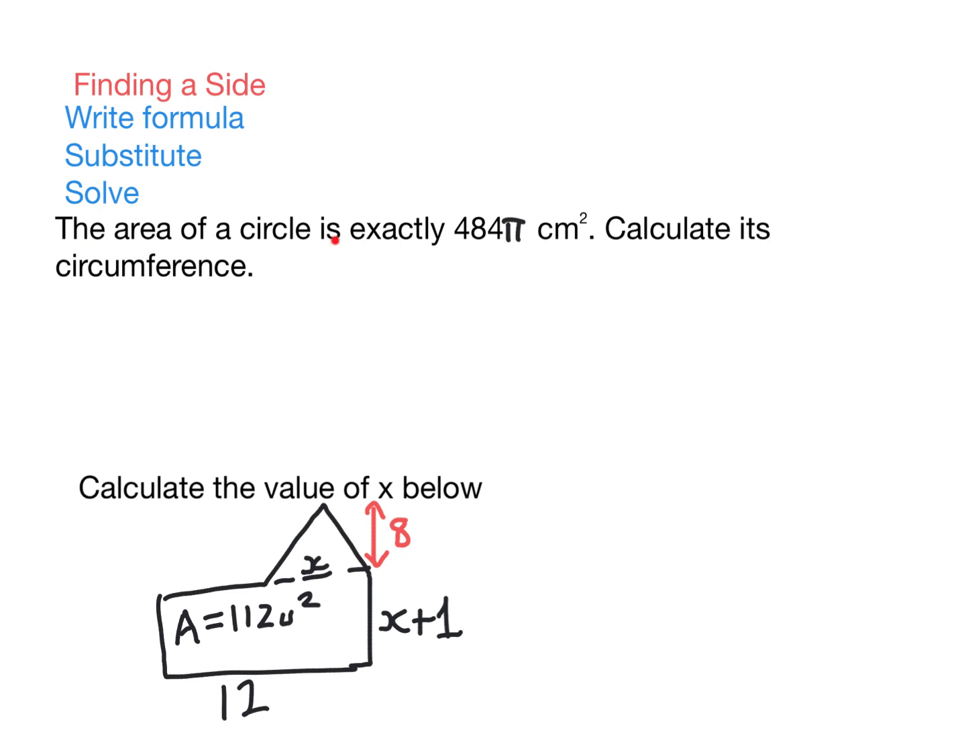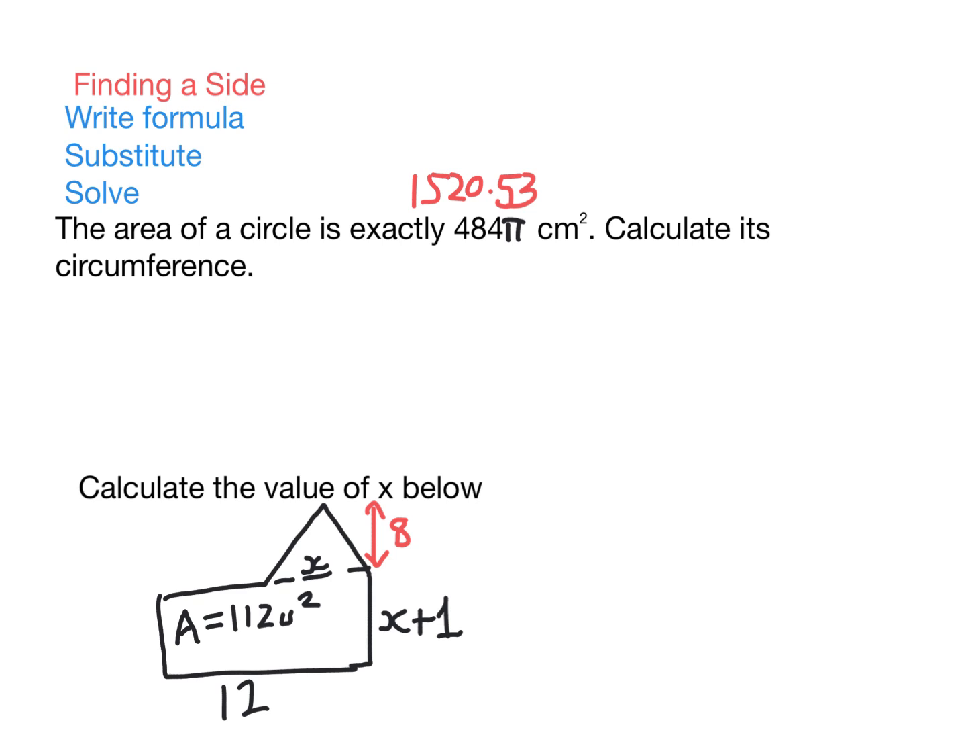So let's say the area of a circle is exactly 484 pi centimetre squared. What does that mean? Well, 484 pi is just a number. Were you to put it in your calculator, you get about 1520.53. So I'm just saying the circle has area 1520.53 centimeters squared. This is just the exact number. This is a rounded number. So we're going to calculate the circumference when we know the area.